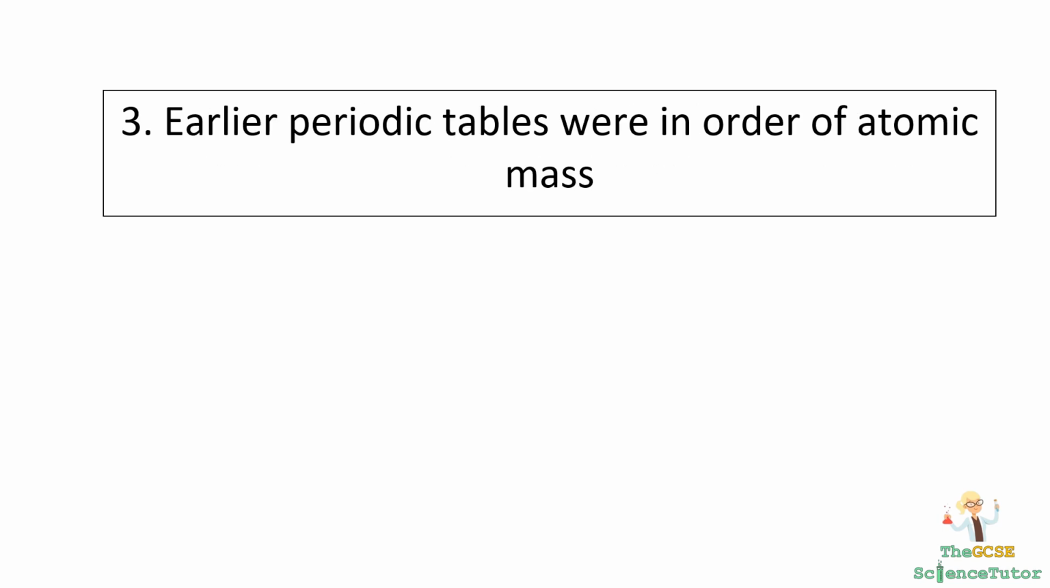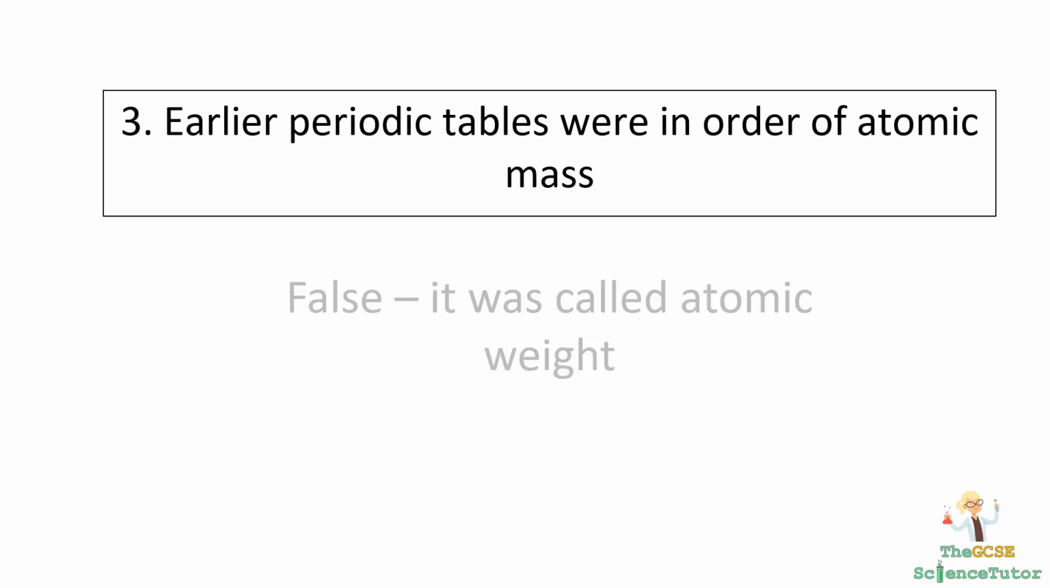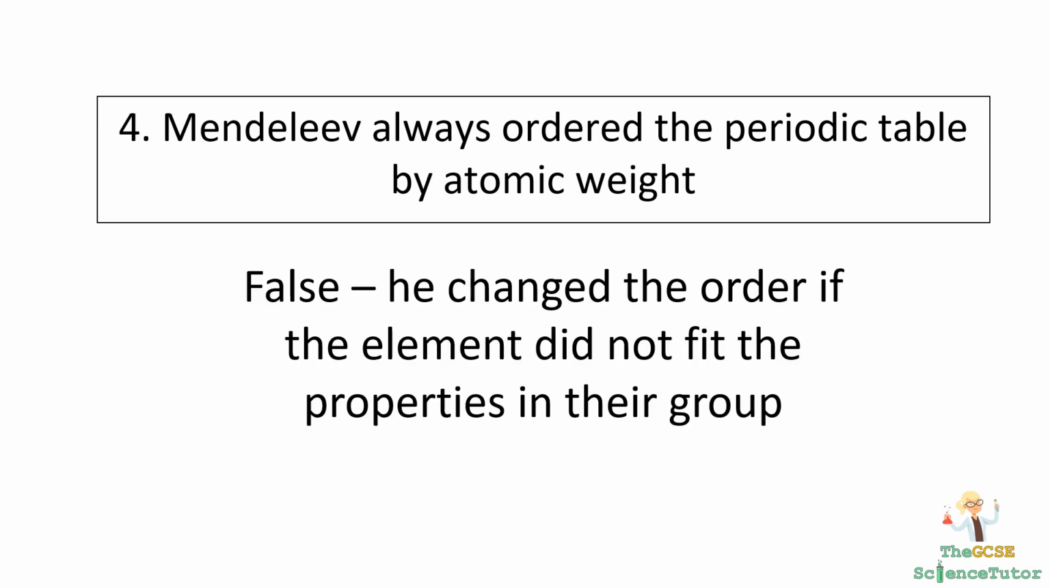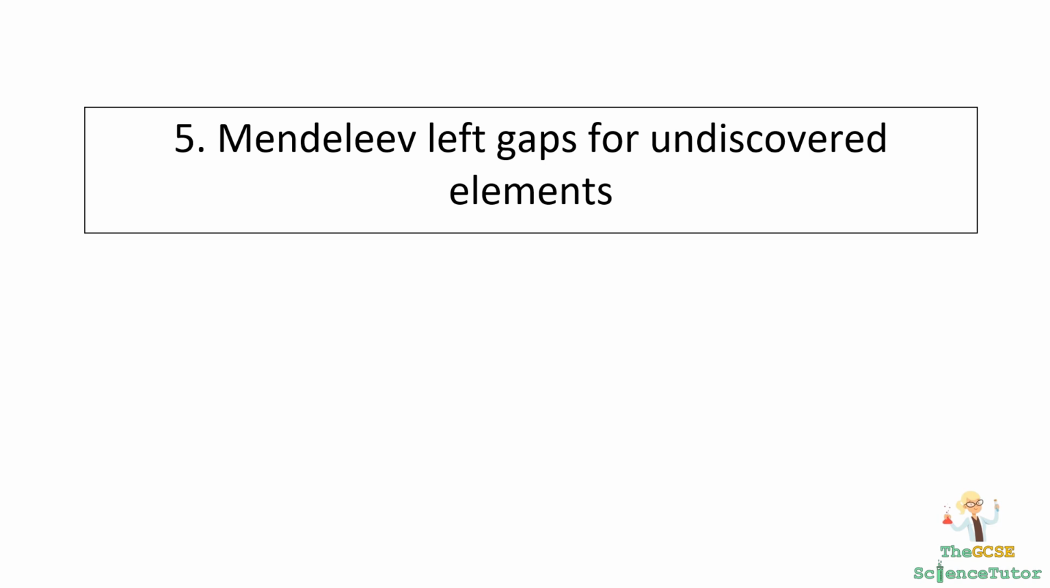Question 3. Earlier periodic tables were in order of atomic mass. It's in fact false, and we've got to be careful here. It was called atomic weight, not atomic mass. Question 4. Mendeleev always ordered the periodic table by atomic weight. That was false. He changed the order if the element did not fit the properties in their group. Question 5. Mendeleev left gaps for undiscovered elements. Yep, that's right, that's true. He did.